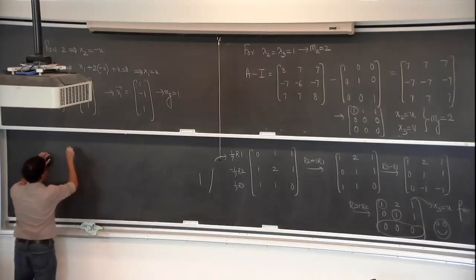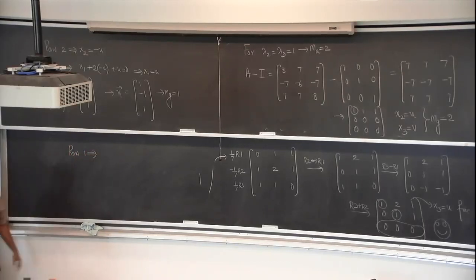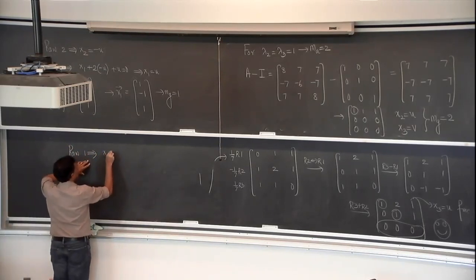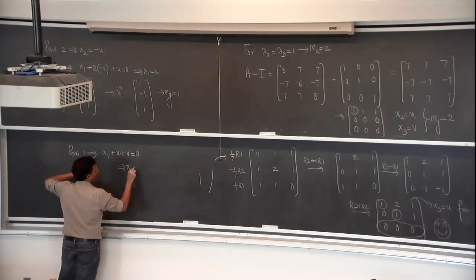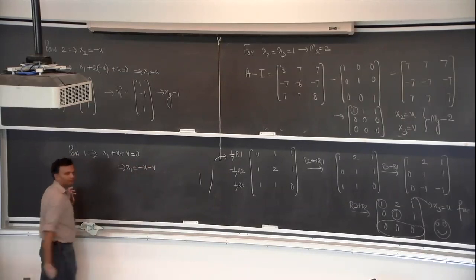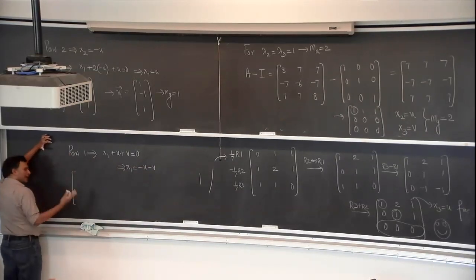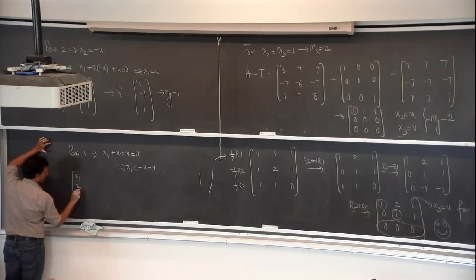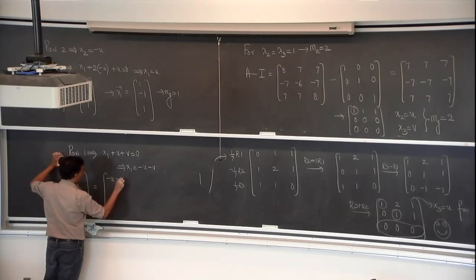So row 1 gives you, now do this carefully, because sometimes students do crazy things with this. The first row gives you x1 plus u plus v equal to 0. So x1 equal to negative u minus v. So your basis for the eigenspace, or the null space of that matrix, or the eigenvector is x1, x2, x3, and that's equal to negative u minus v, u, v.